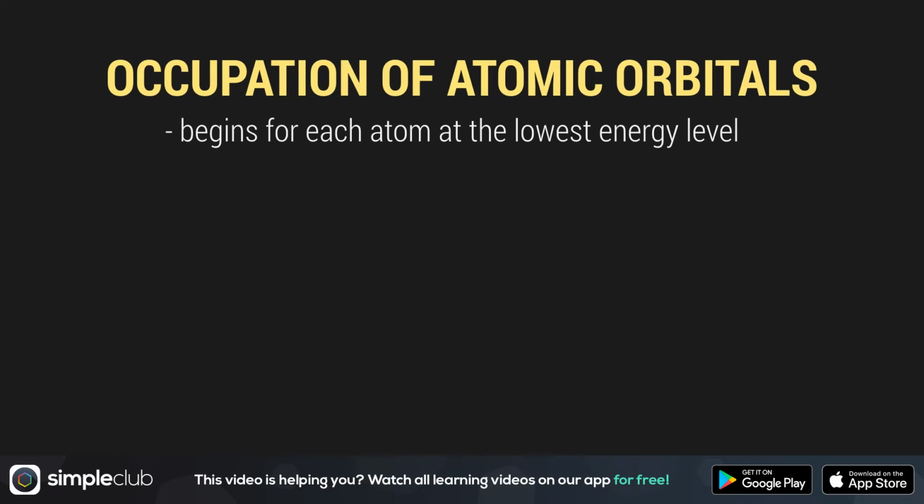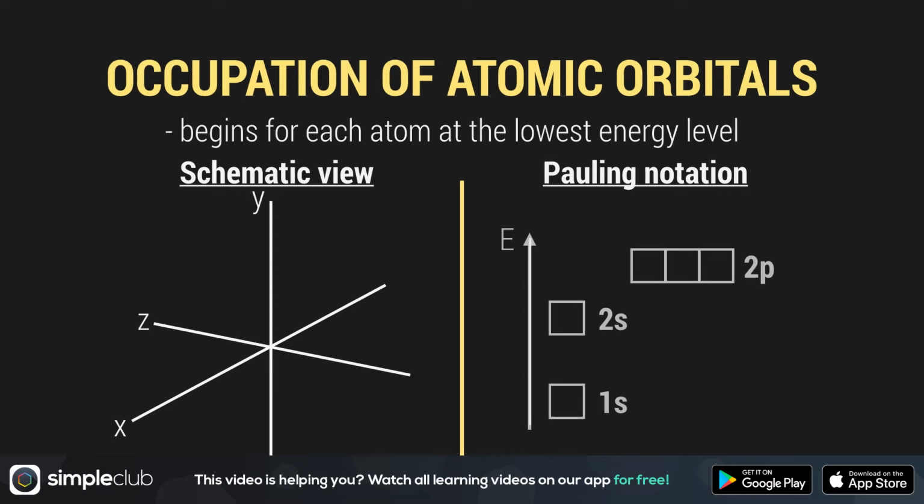For every atom, electron occupation begins at the lowest energy level, namely at the 1s orbital. That's the first orbital located around the atomic nucleus. We've shown you two different representations here to make all this easier to understand. On the left, you see the schematic view, and on the right, you see the Pauling notation, which you might know as box notation.